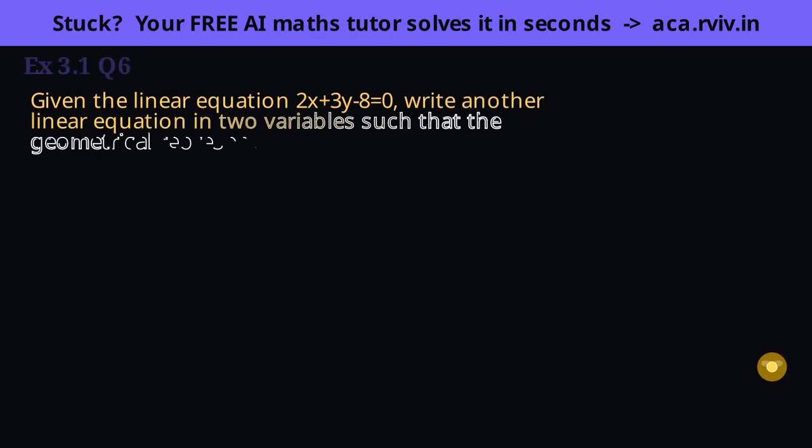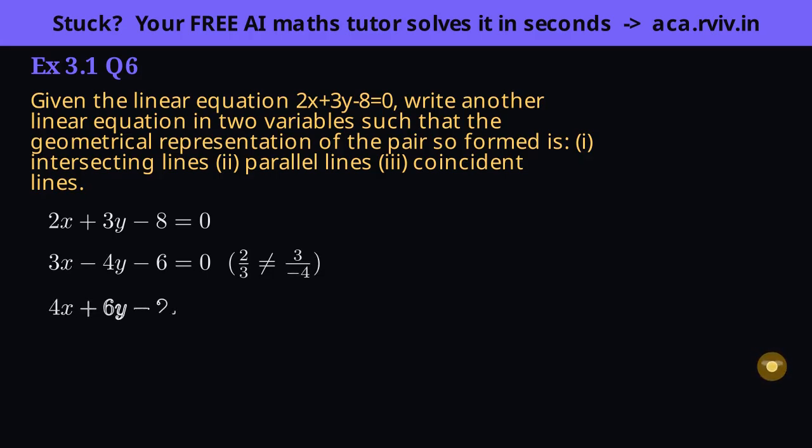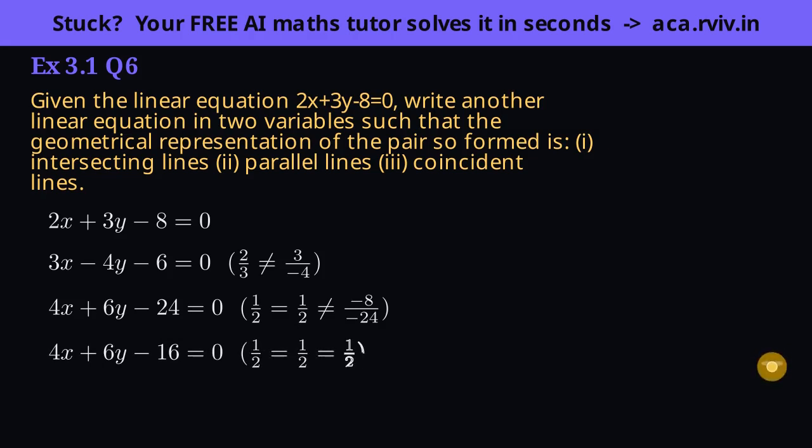Control the ratios, and you control the geometry. Set up, we design the second line by choosing ratios, since the ratios decide the geometry. Intersecting needs the A ratio different from the B ratio. Break the match. II, parallel needs A ratio equal to B ratio, but C different: double x and y. Change the constant. III, coincident needs all three ratios equal. Scale the whole equation by the same factor.